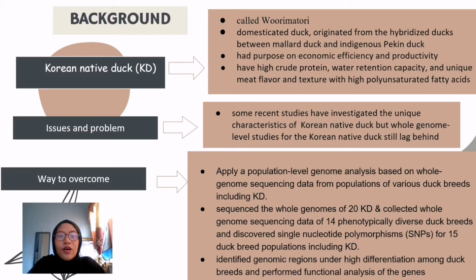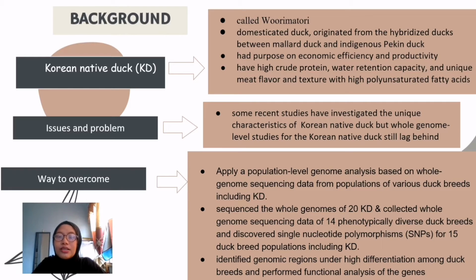So, from this article, the researchers came with the problem that, although some recent studies have investigated the unique characteristic of Korean native duck, whole genome level studies of the Korean native duck still lag behind the other duck. So they came with the solution. They applied a population level genome analysis based on the whole genome sequencing data from the population of various duck breeds. This is including the Korean native duck.